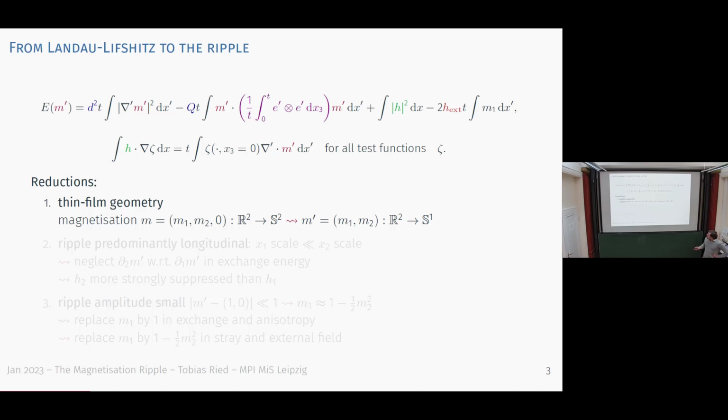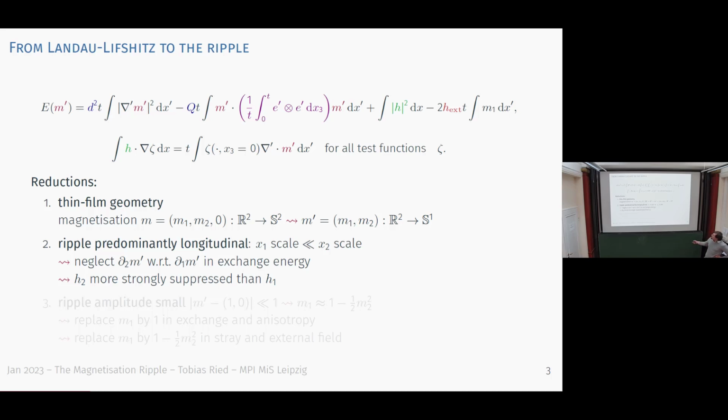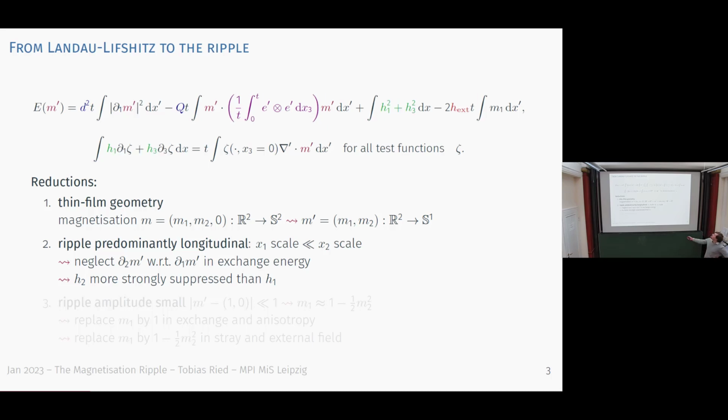Now, as we've seen in the picture, the ripple is a phenomenon that is predominantly longitudinal, so the x1 scale is much smaller than the x2 scale, which is why in the next step I just neglect the d2 of this m prime magnetization with respect to the d1 m prime in the exchange energy, and also use that the h2 component of the field is much more strongly suppressed than the h1 component of the field to reduce the exchange energy even further and disregard the H2 component here in the field and also in the equation that gives us the field.